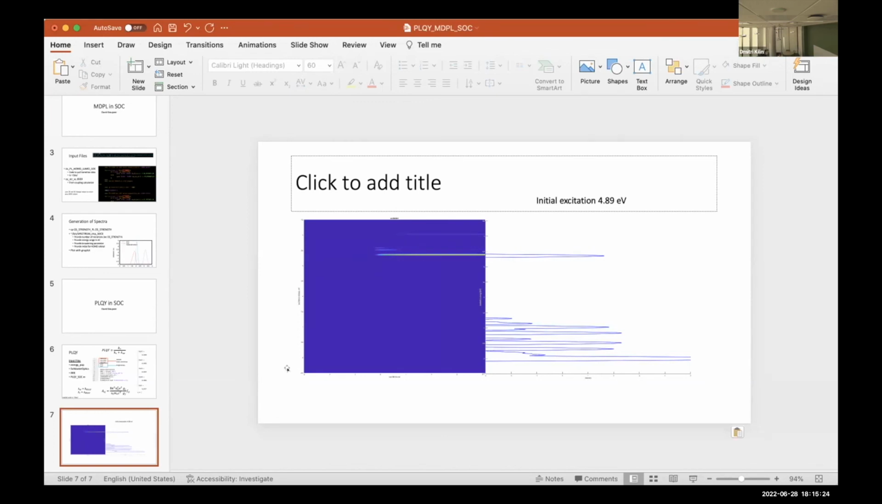Let's check if anyone has some questions in the chat line. And Adam, please look at this question and think how you would answer it. Aaron asks, is MDPL able to capture Franck-Condon factors, vibrational progressions?